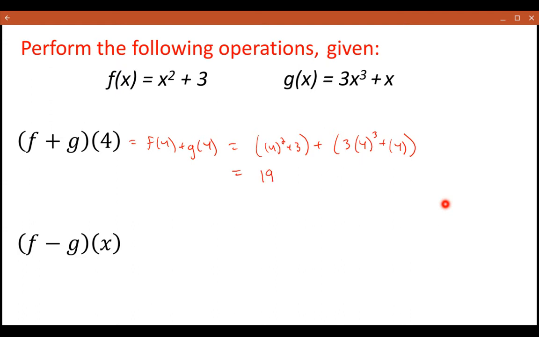So we have 19 for our first one, plus, it's a little bit more challenging here, but 4 cubed is 4 times 4 is 16, times 4 again is 64. 64 times 3, do that in your head, it's 192. 192 plus 4 is 196. Add those together, that gives you 215.